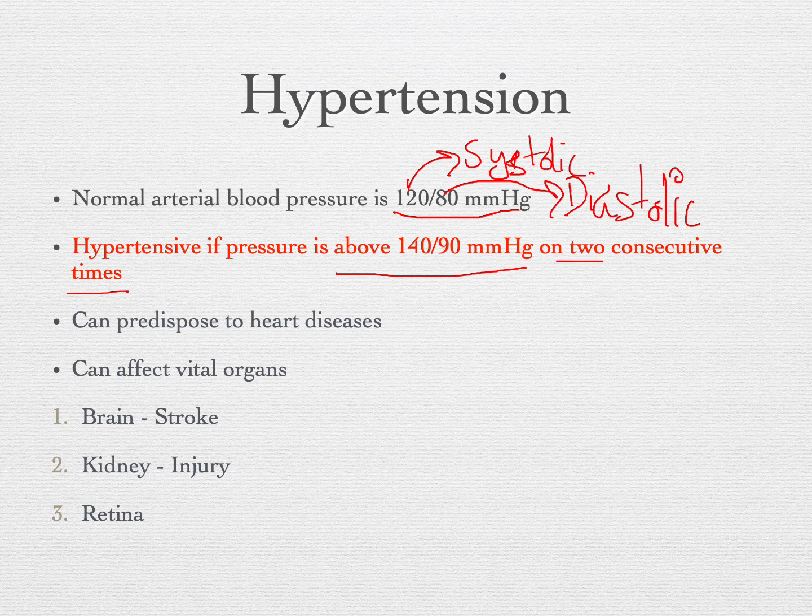Now this disorder is especially important because it can predispose to many other heart diseases, and it is very common in the clinical setting to see patients with heart conditions having hypertension. Hypertension can also affect the functioning of other vital structures like the brain, kidney and retina, and can lead to several life-threatening conditions.